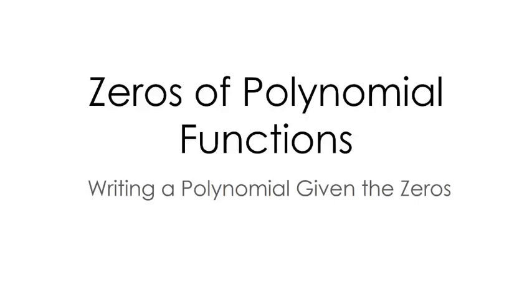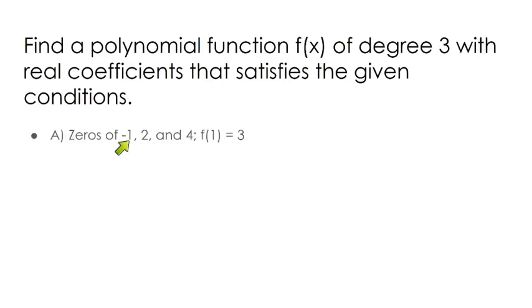In this video, we're going to look at how to write a polynomial function when you're given the zeros of that polynomial function. So we're almost going backwards. And so here, it says we're going to find a polynomial function. We're going to call it f of x. We're going to say it's a third degree function with real coefficients that satisfies the given conditions, meaning it has these zeros, -1, 2, and 4, and f of 1 is 3.